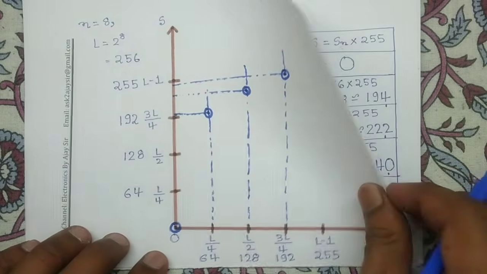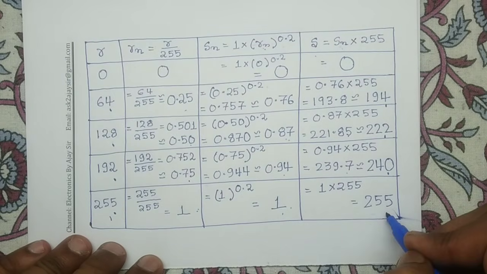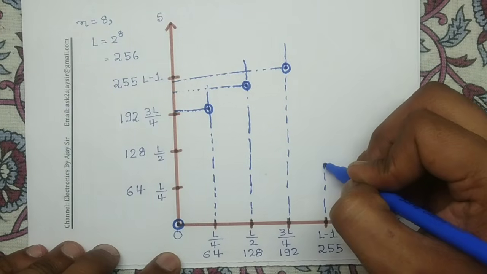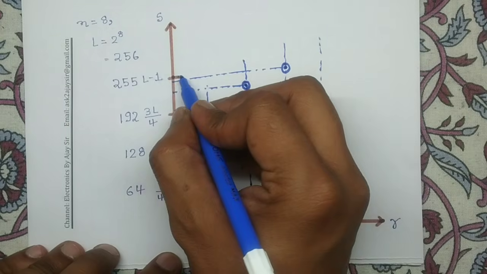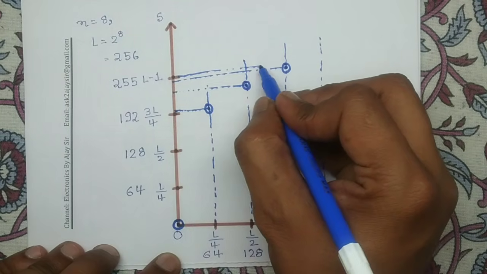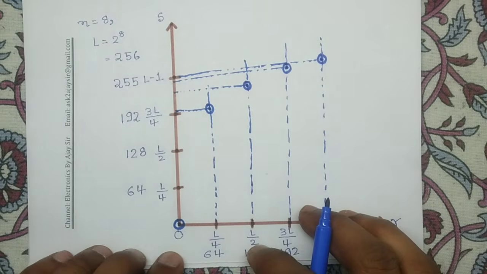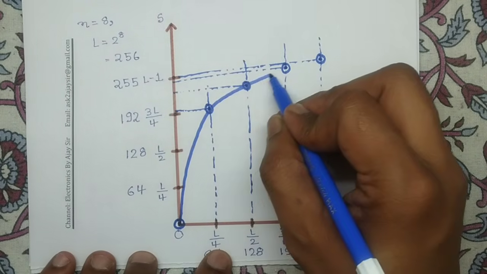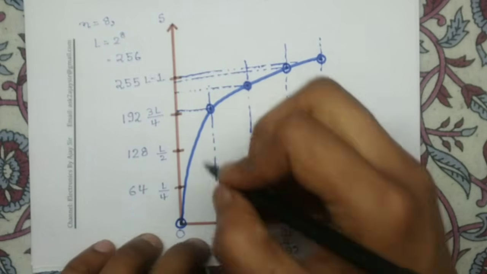And lastly, when r equals 255, s is also equal to 255. Tentatively represent this point. Next, we will connect all these points. So we have obtained the transformation curve of the power law transformation.